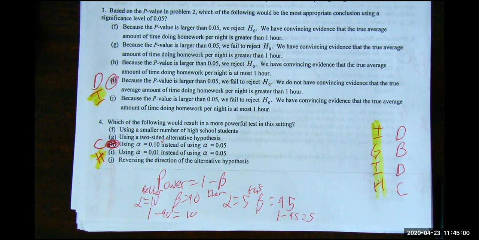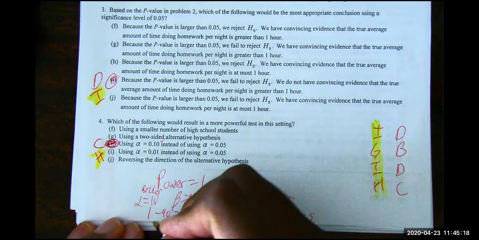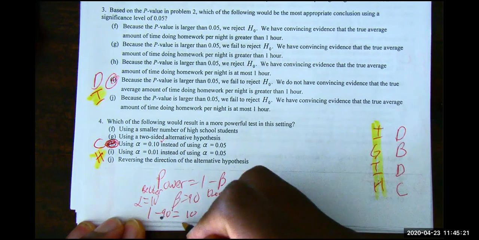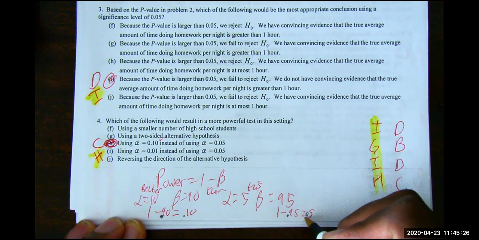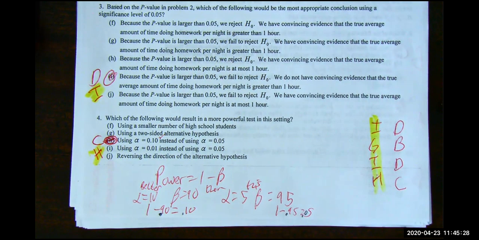So in this case, if my alpha is 10%, therefore my beta is 90%. I actually need to change that. I'm wilding out. That should be alpha 0.10, beta 0.90, and alpha 0.05, beta 0.95. In this case, my alpha is 5% and my beta is 95%.